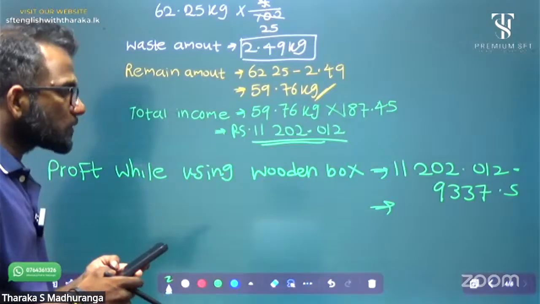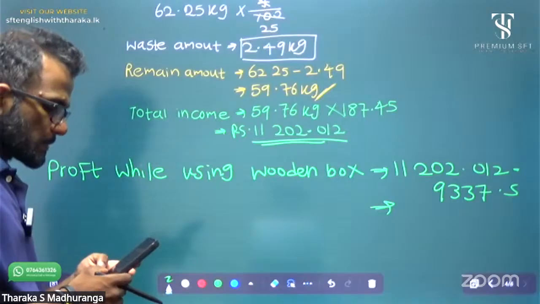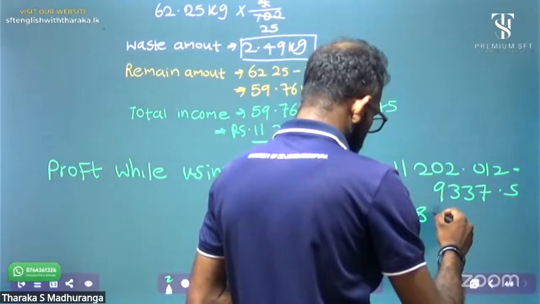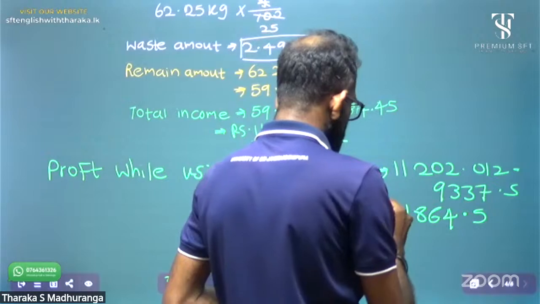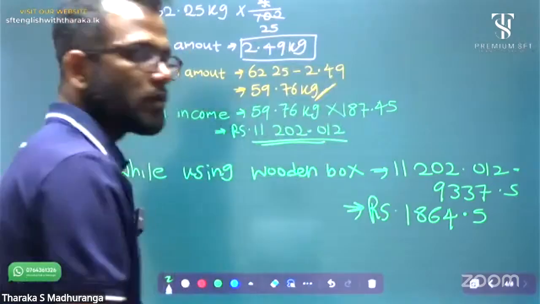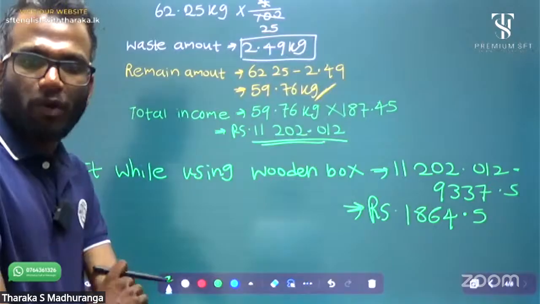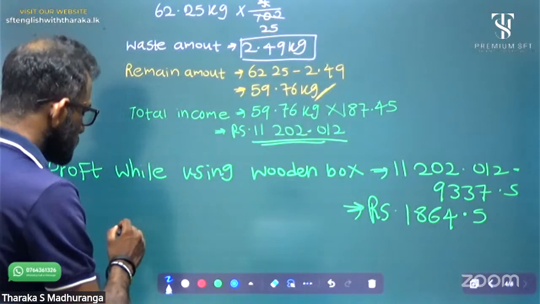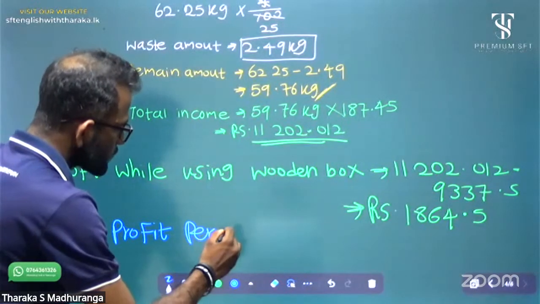Due to the wooden box, it's only 1,864.5 rupees. That's the total profit due to the wooden box. Okay, but the question asks for profit percentage.